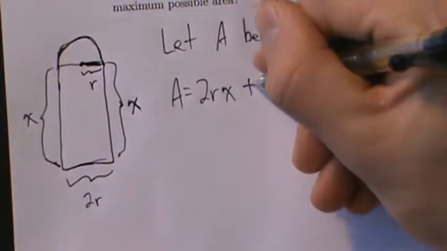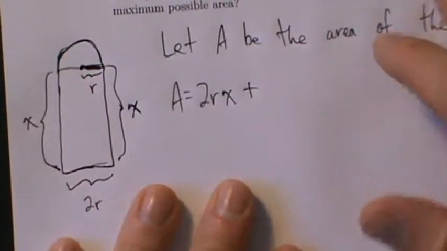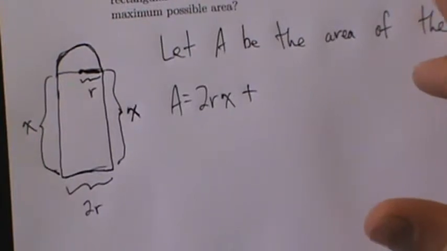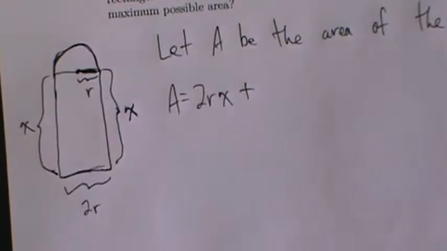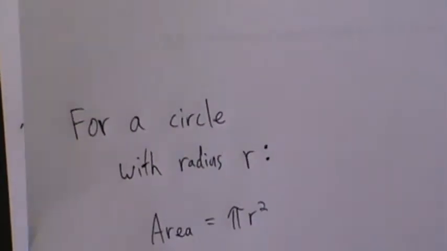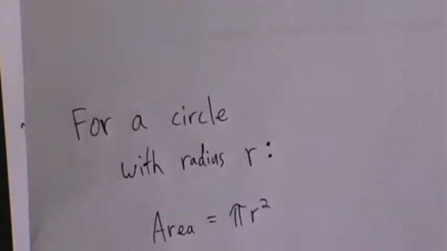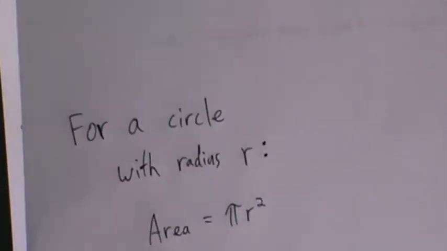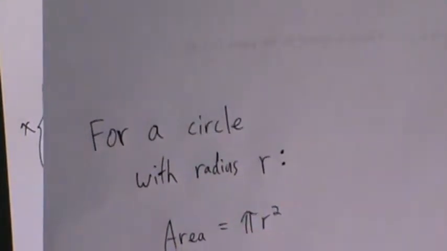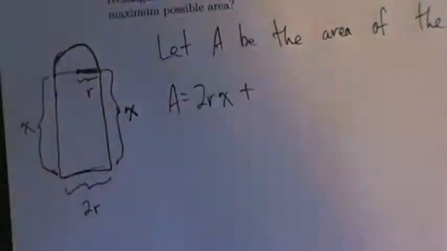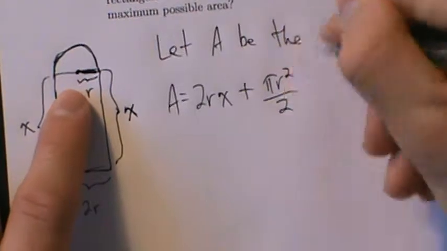Now what about the semicircular piece? So we have to add the area of the semicircular piece to this. Remember from geometry, for a circle with radius r, the area is pi r squared, right? But that's for a circle with radius r. What we have is a semicircle, which is just half of a circle, right? So what we want to do is take pi r squared divided by 2. Okay, that's going to give us the area of a semicircle with radius r. Because we have half a circle here, so we take pi r squared and divide it by 2.